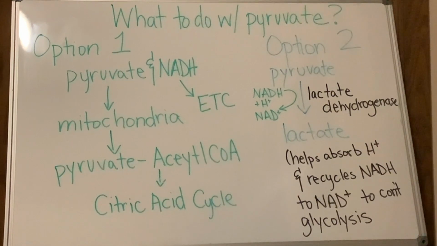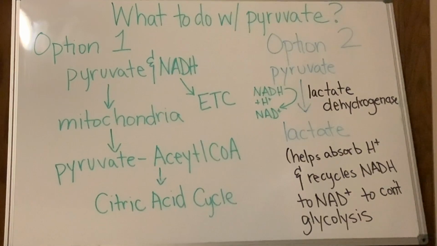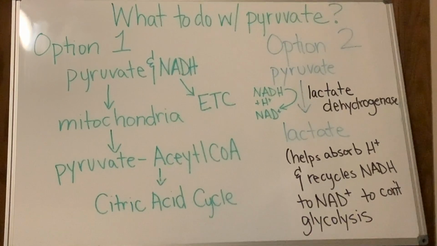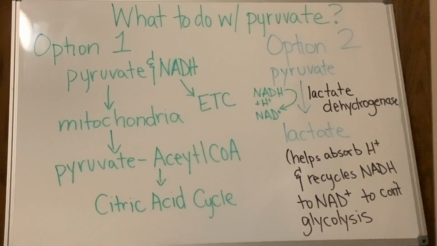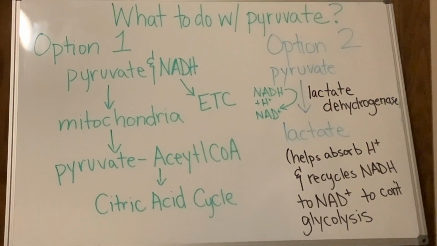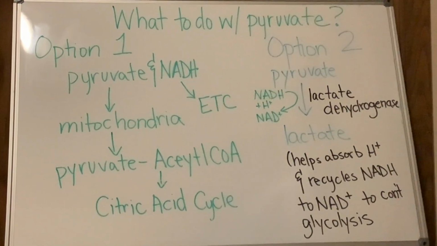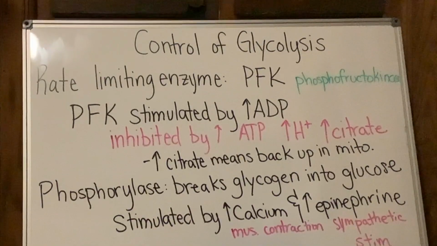or the NADH is unable to shuttle its hydrogen ions into the electron transport chain. However, we need NADH in order to continue glycolysis and ATP production. Therefore, pyruvate interacts with lactate dehydrogenase. The NADH and hydrogen ions are converted into NAD and lactate. Lactate helps absorb those additional hydrogen ions, and this process helps recycle NADH back to NAD to continue the glycolytic pathway.